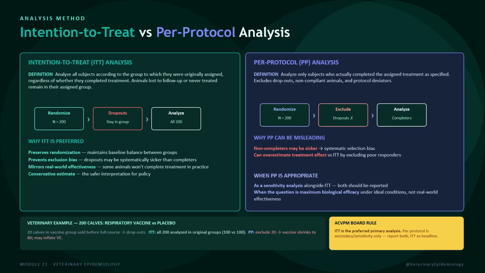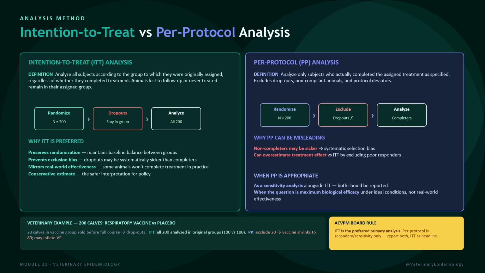Intention to treat, or ITT analysis, includes all animals in the groups to which they were originally assigned, regardless of compliance or dropout. ITT preserves randomization and reflects real-world effectiveness. It's the preferred primary analysis for RCTs.